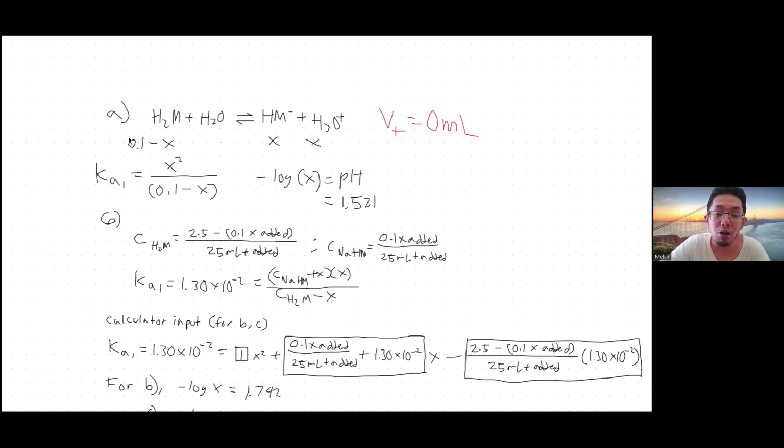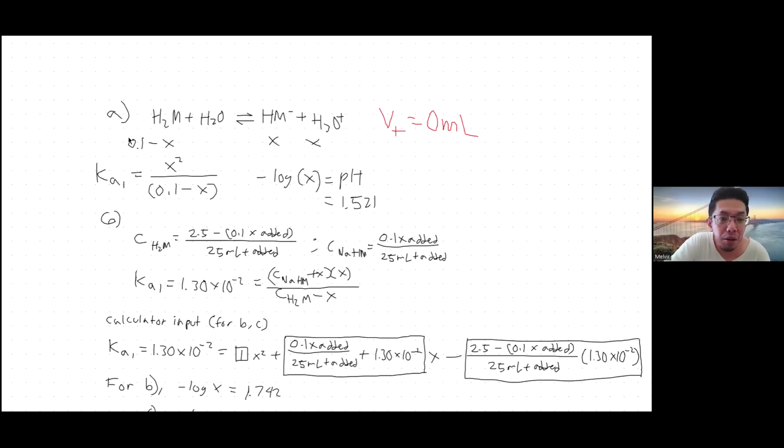The H3O plus that you'll form from the dissociation of your HM minus can also contribute to the pH. Yun nga lang, dahil ang Ka2 ay napakaliit, 10 to the negative 7, we can expect that the H3O plus coming from the dissociation of your HM minus will be really, really small. So that will be negligible, and the pH will not change. Okay, so that's the reason why we'll only consider Ka1.